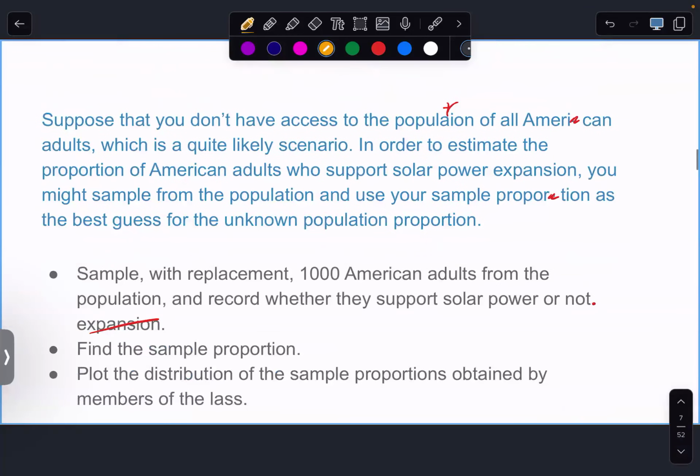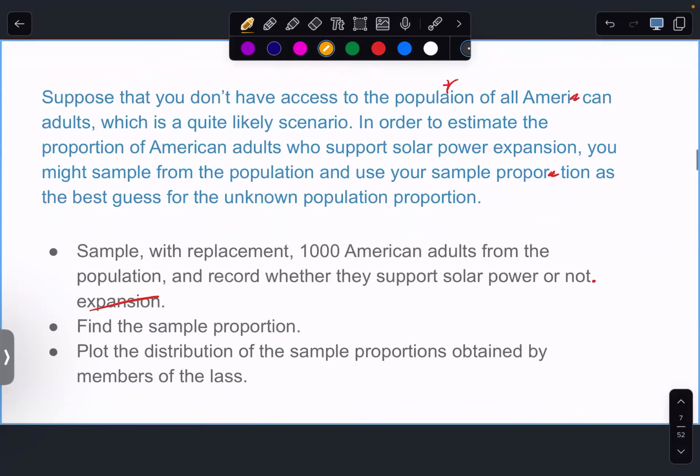So many typos on this thing. And I probably didn't even catch them all, but it's driving me bonkers. And then I forgot to edit it.